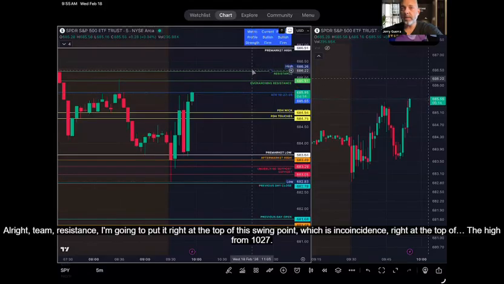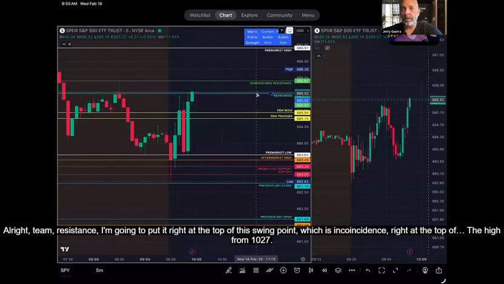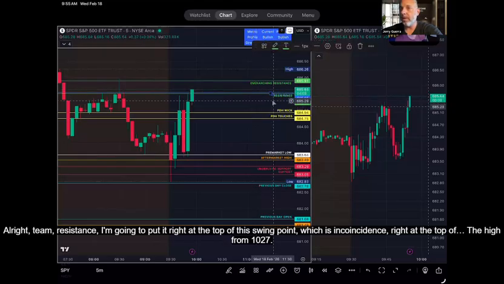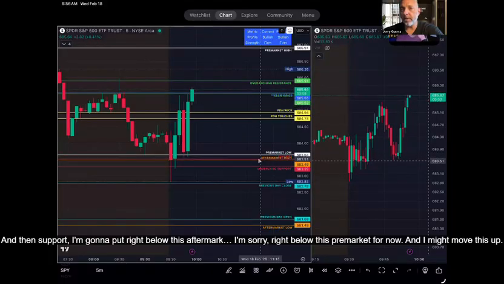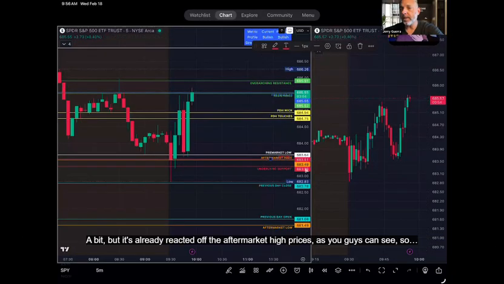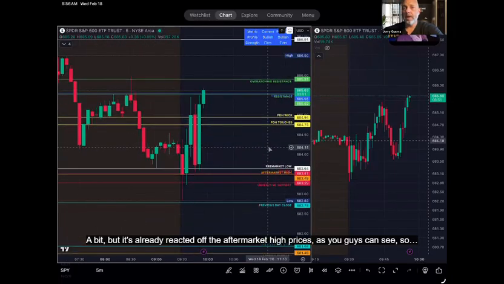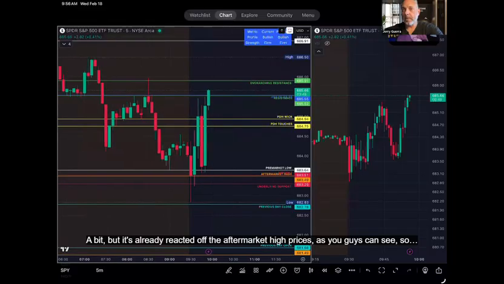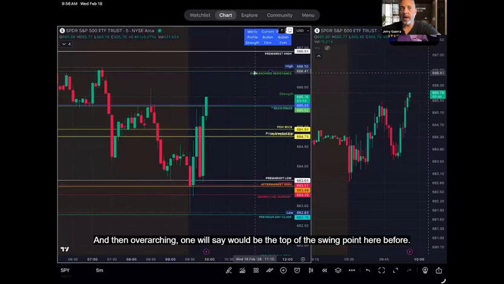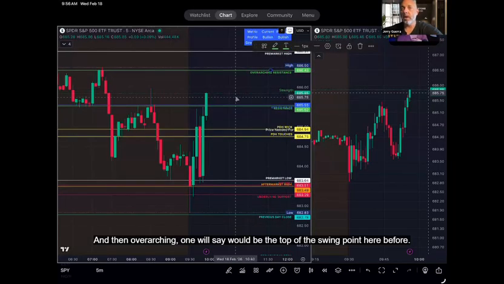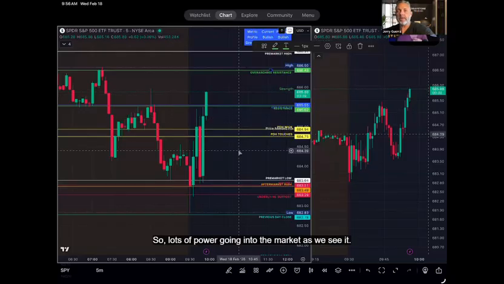All right, team. Resistance, I'm going to put right at the top of this swing point, which is coincidentally right at the top of the high from 10:27. And then support, I'm going to put right below this pre-market for now. I might move this up a bit, but it's already reacted off the aftermarket high prices, as you guys can see. And then the overarching one would be the top of the swing point here before that. So lots of power going into the market as we see it.